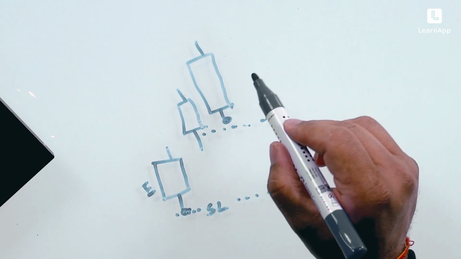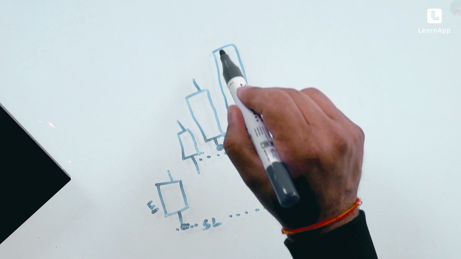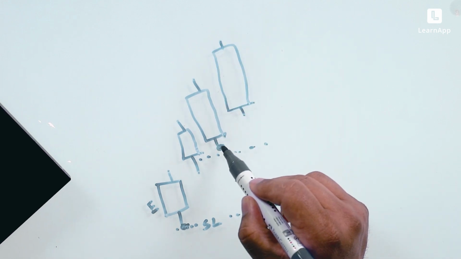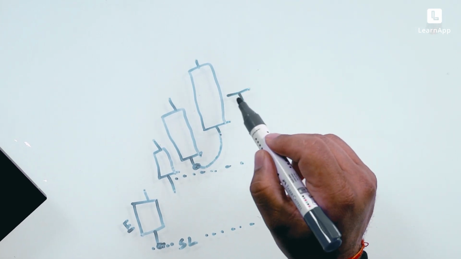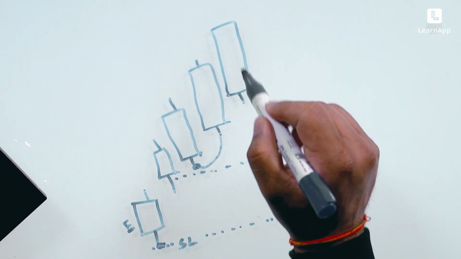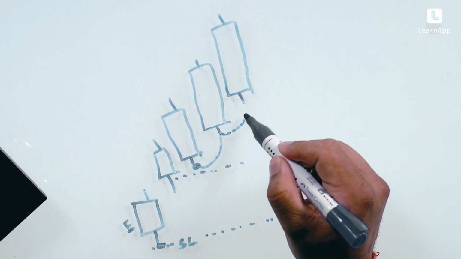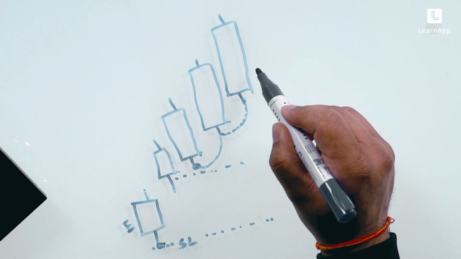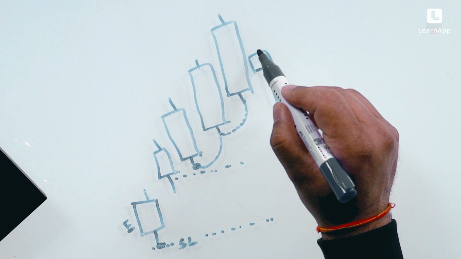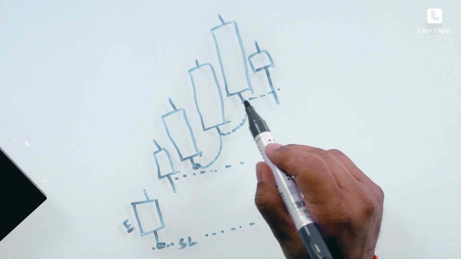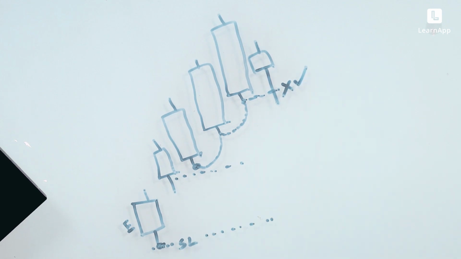Now suppose another candle forms whose low is higher than this candle. We move our stop loss from here to here. And another candle forms whose low is higher than this low. We move our stop loss from here to here. Then if a candle forms whose low is below the low of this candle where our trailing stop loss is, we get out of the trade. Simple.